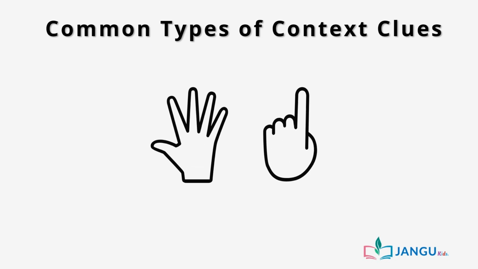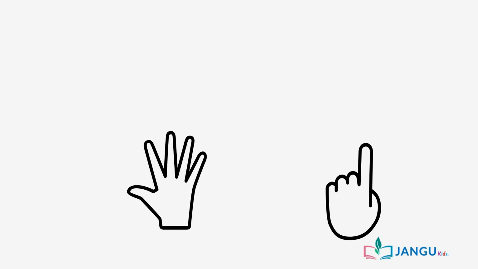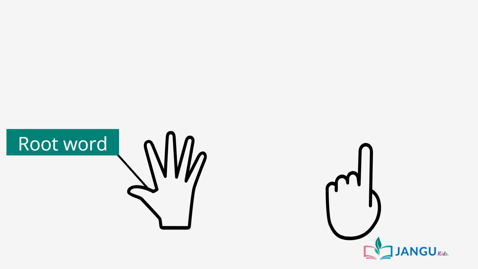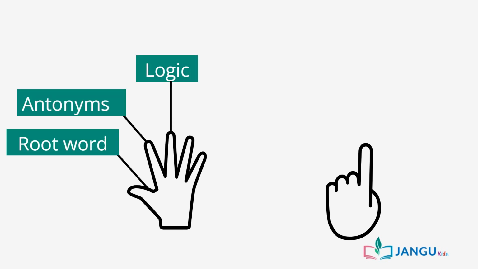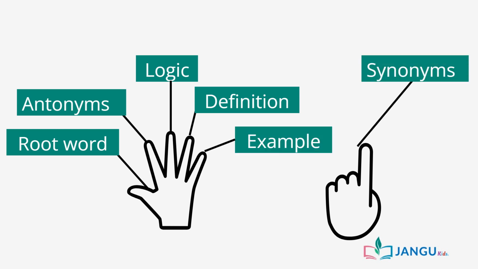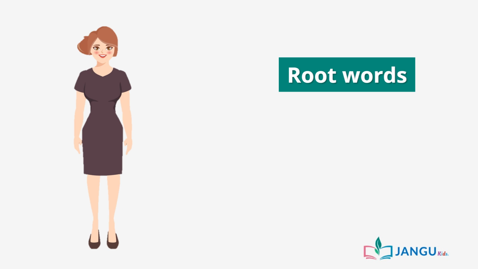There are 6 common types of context clues that can be used when we find ourselves struggling to understand words in a passage. They include root word, antonyms, logic, definition, example, and synonyms. Root words. Sometimes we see a word that looks like a word we're familiar with, but the only difference is that there are a few letters attached to the word that change its meaning.